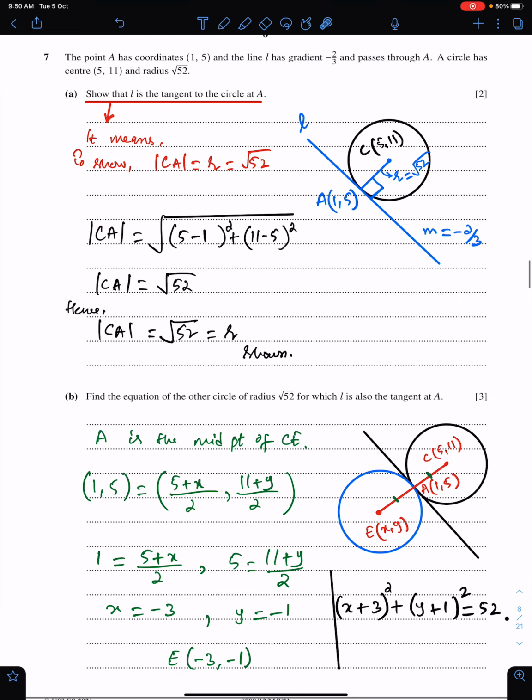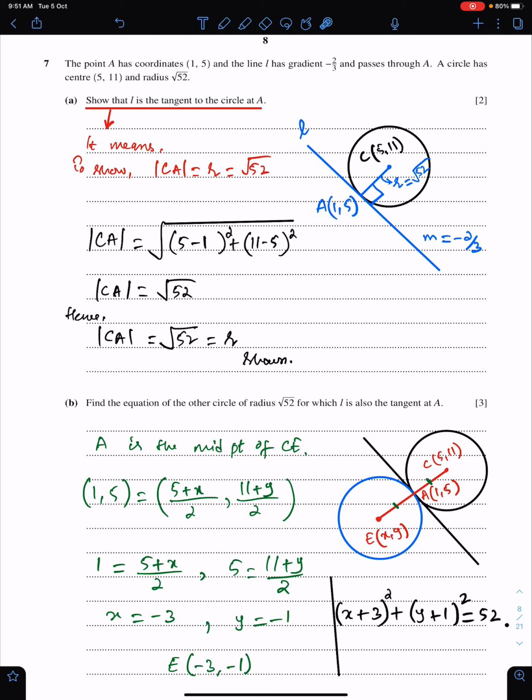This is the rough sketch. This is the circle with center at (5, 11) and radius under root 52. And show that L is the tangent to the circle at A. Now at A, this distance must be under root 52. If the question is just show that L is tangent to the circle, then you can prove this with the help of this formula. But if it says show that L is the tangent to the circle at A, then you have to prove this with the help of the radius. Like this, the CA distance must be under root 52, which is the radius.